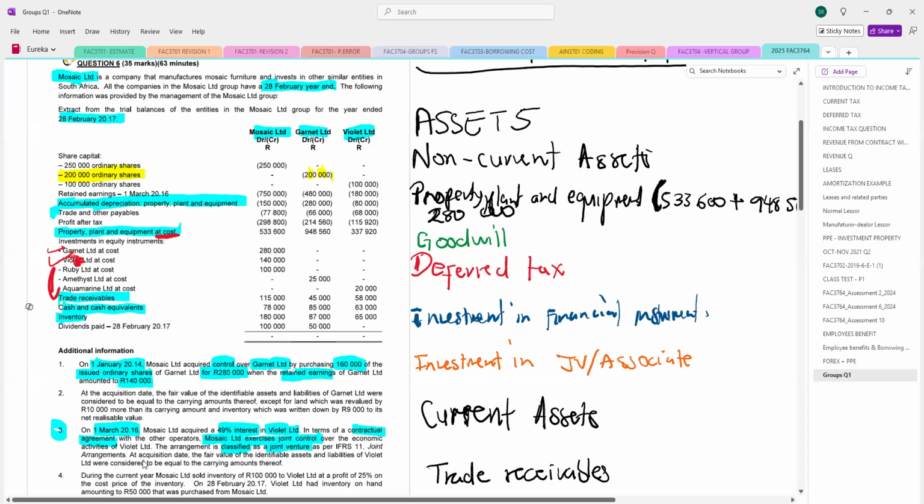So let's check. The first one, I have here with me Ruby. Guys, please use a ruler or something. When it comes to groups, use a ruler. Otherwise, you may end up putting the wrong figure.